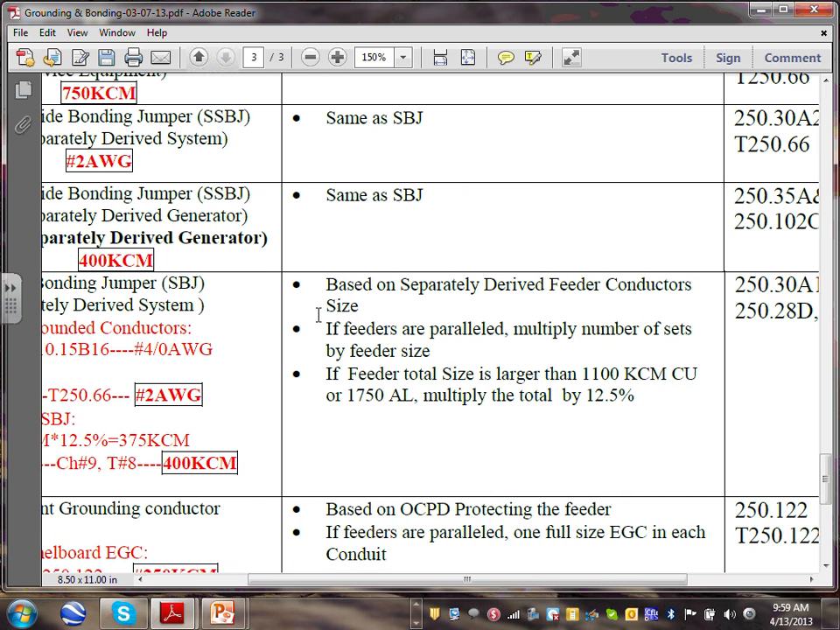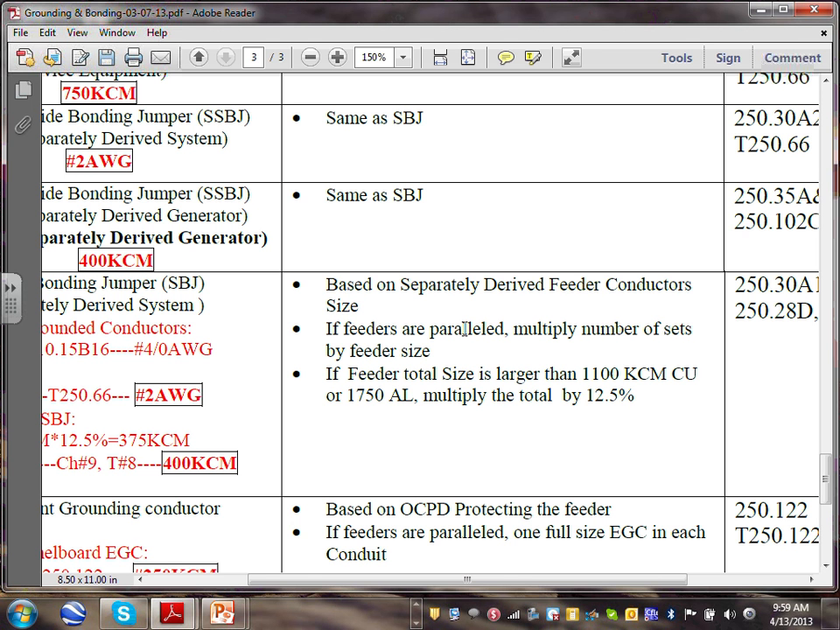To size the system bonding jumper, here's what you need to do, guys. You size it based on the separately derived system feeders. If you parallel, then you have to multiply by the number of sets, and if you are more than 1100 kcmil or 1750, you have to use the 12.5%. So long story short, it's the same rules as the main bonding jumper, except you use the feeder to size them.